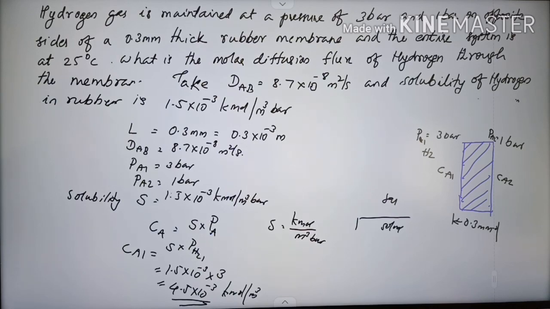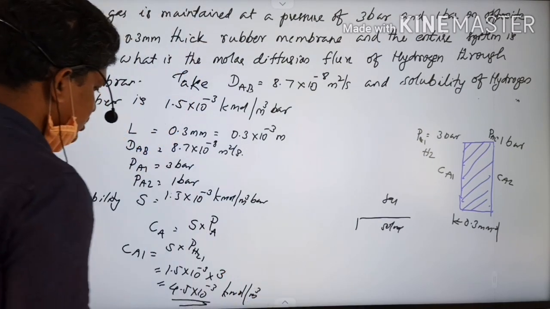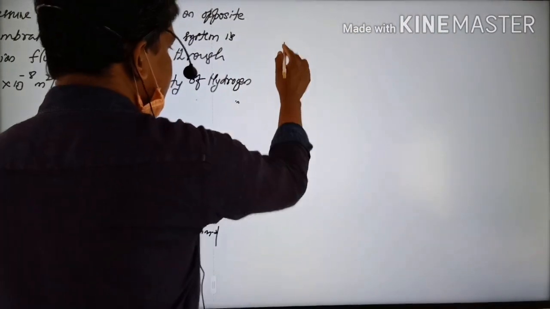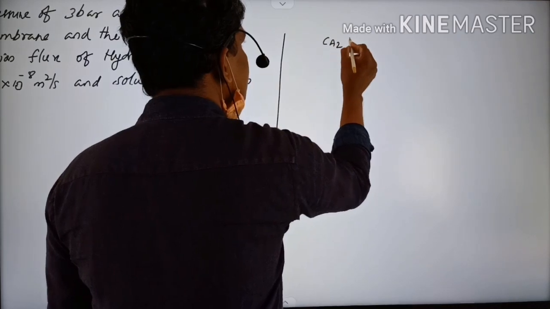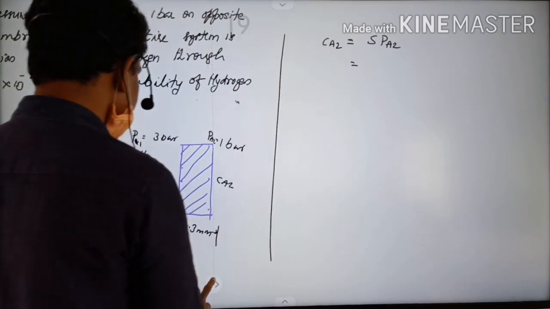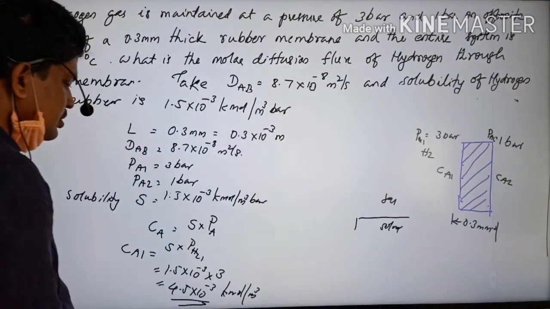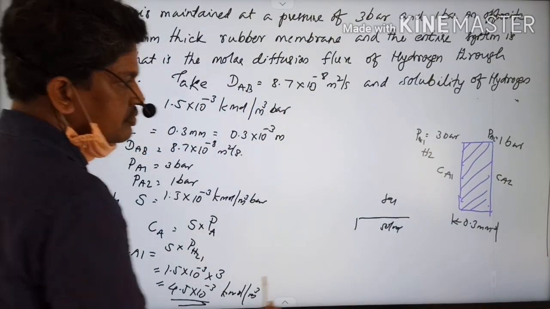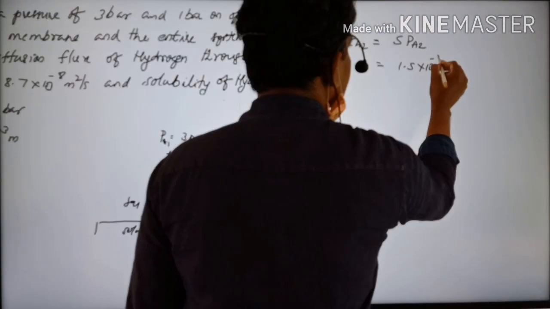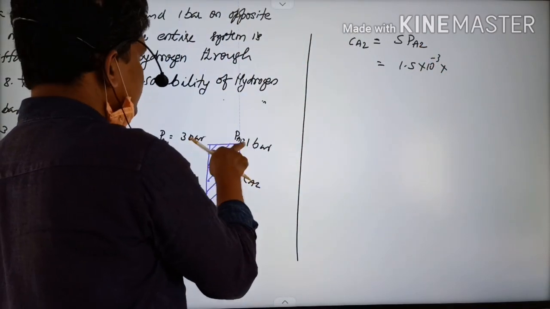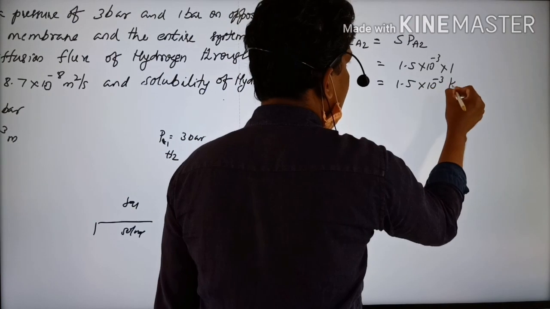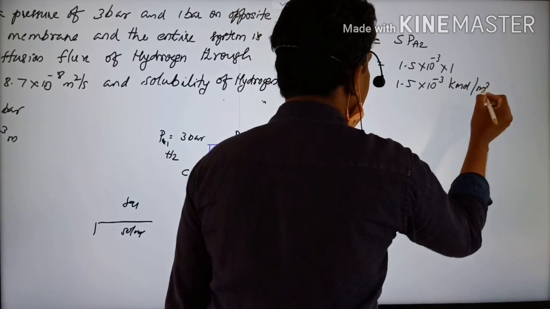Similarly, you can find out CA2. CA2 is equal to S into PA2, where S is 1.5 into 10 raised to minus 3, into PA2, which is 1 bar. It's equal to 1.5 into 10 raised to minus 3 kilomole per meter cube.